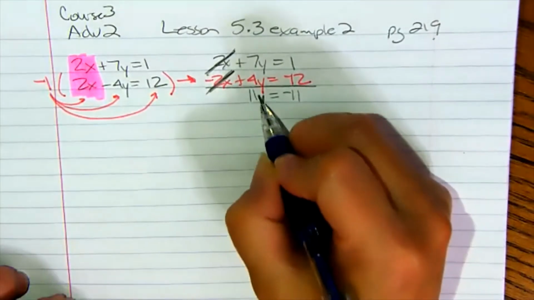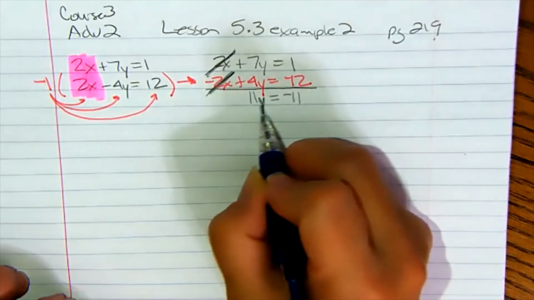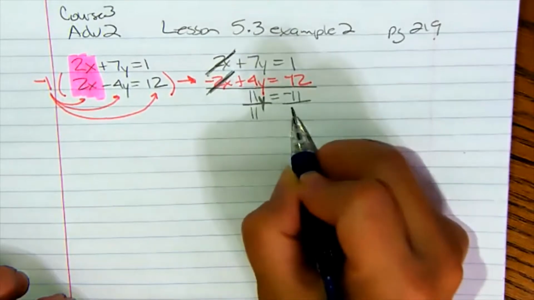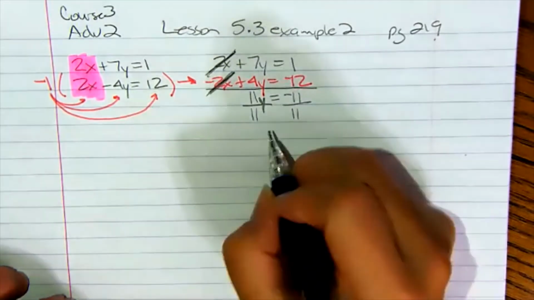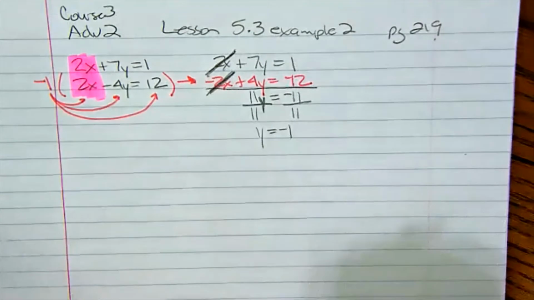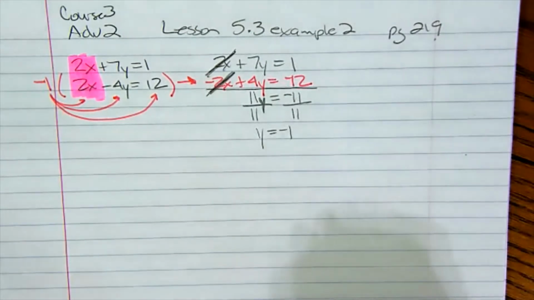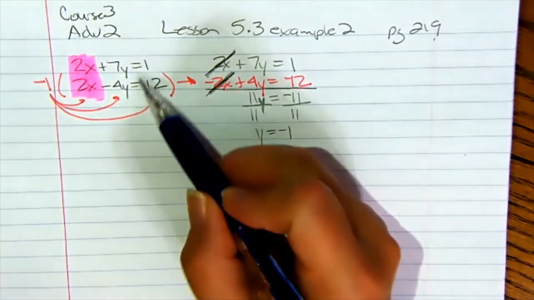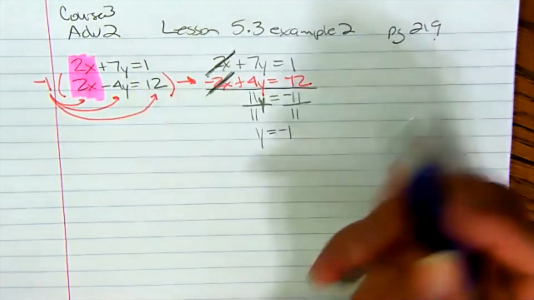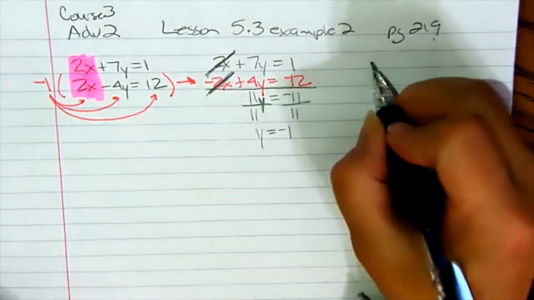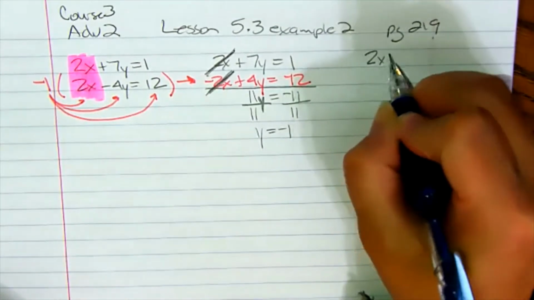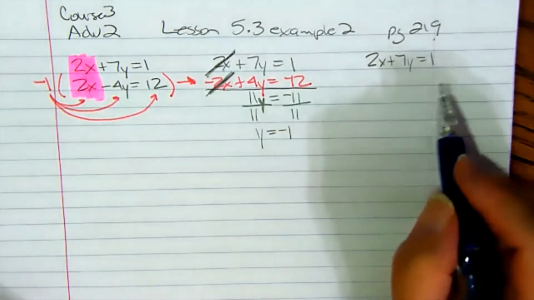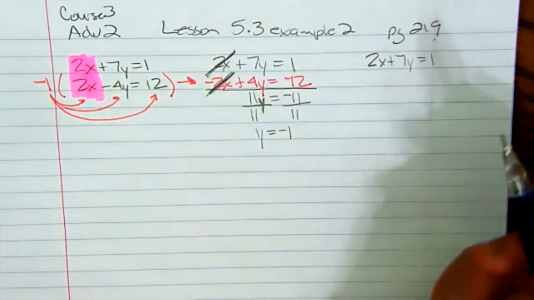I need to isolate that variable. So I'm going to divide this side by 11. What I do to one side, I must do to the other. Y equals -1. Yay! Oh, but we're only half done. I get to pick one of these equations, one of my original equations. And I'm going to pick the one that looks easiest to work with. 2x plus 7y equals 1. That just looks easier to work with because I don't have any negatives.